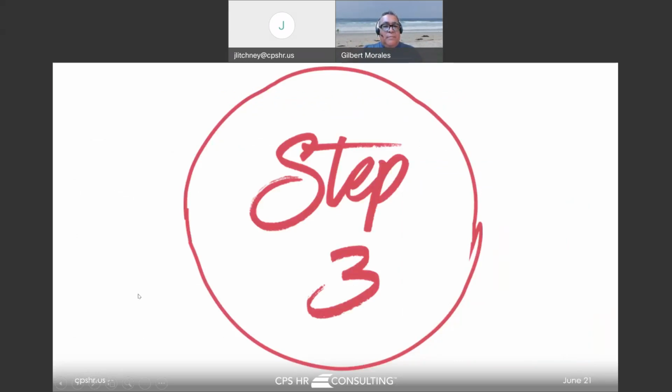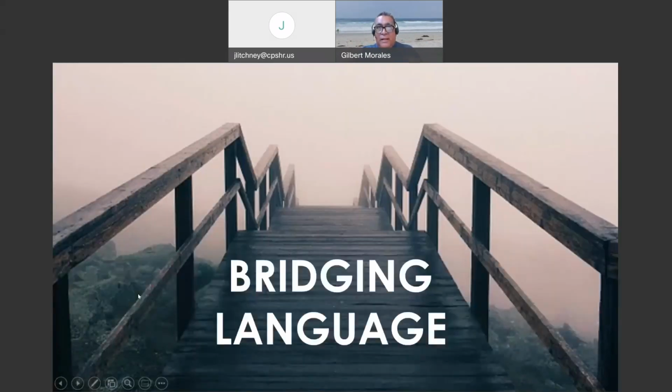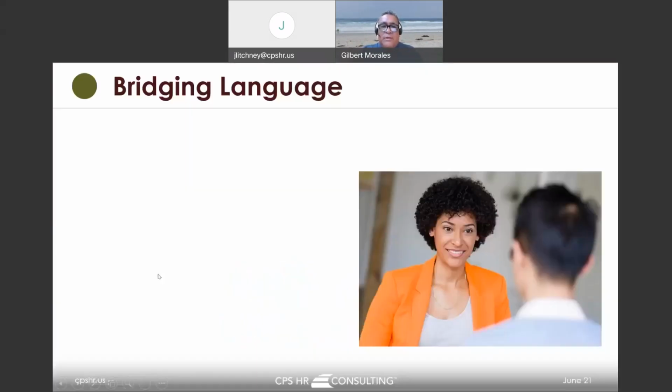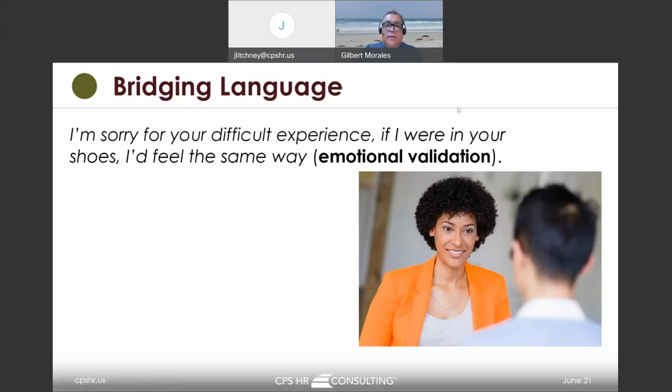Now, step number 3, bridging language. Bridging language sounds like this. You can say something like this, and you don't have to say something exactly like this. This is my own verbiage. And use it to your own, change it, twist it, move it to the way that you would speak.